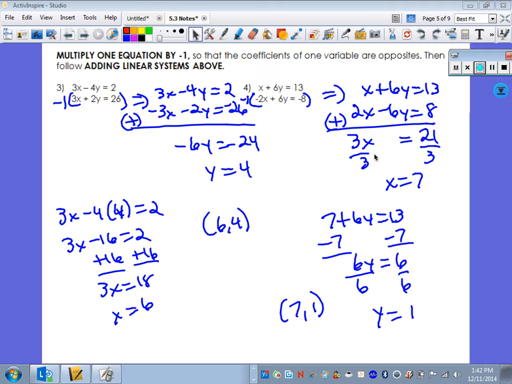When you add these together, that's 3x, and this goes to 0 equals 21. Divide both sides by 3, and you get x equals 7. Then I took that, substituted it back into the first one, because it seemed easier. So I have 7 plus 6y equals 13. Subtract 7 from both sides. I get 6y equals 6, so y equals 1. So your ordered pair is (7, 1). Okay? Again, this should just seem like review for you.